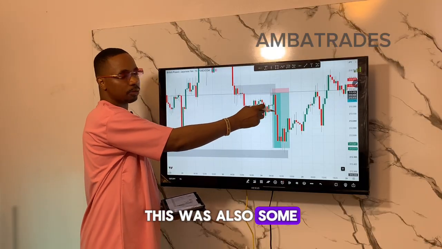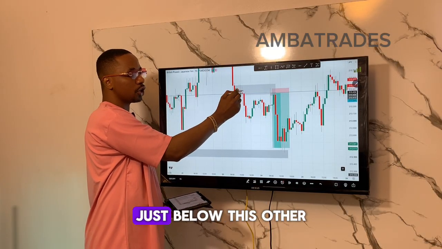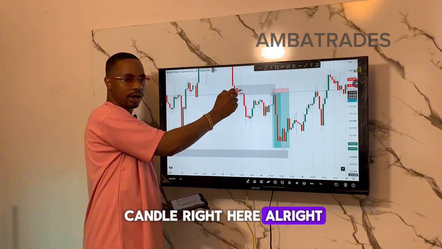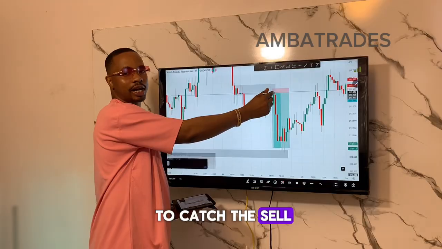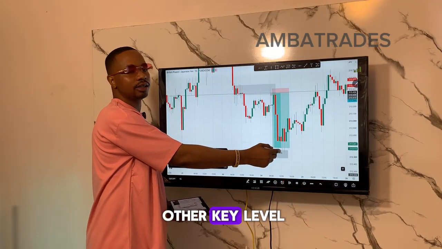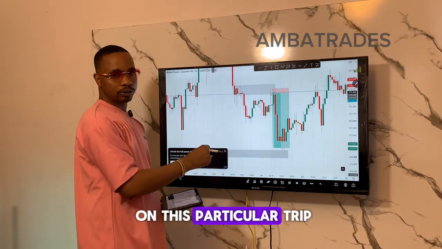This was also some kind of inducement for some traders that placed their stop loss just below this other candle right here, all right? So I was able to catch the sell at this particular point and down to this other key level, and I was able to make over $3,000 on this particular trade.